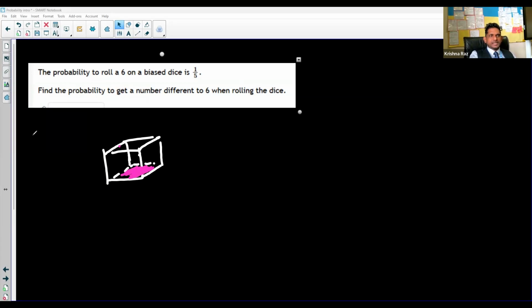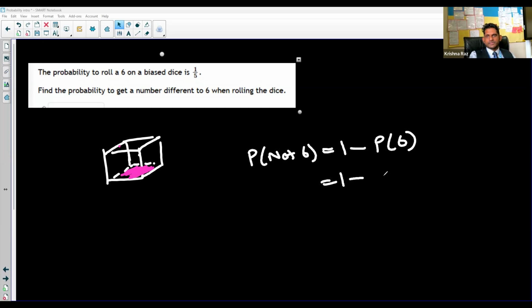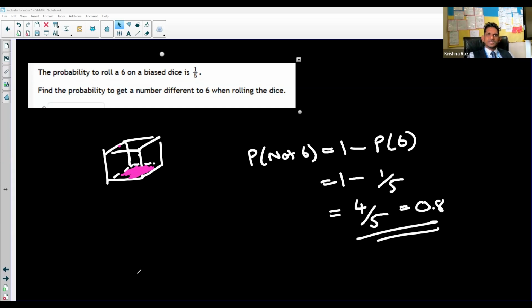Since probability adds up to 1, the probability of not getting a 6 must be equal to 1 minus the probability of getting a 6. Well, the probability of getting a 6 was 1/5. And what's 1 minus 1/5? Exactly, 4/5, which is the same as 0.8 or 80%. So the probability to get a number different to 6 when rolling the dice will be 0.8 or 4/5.